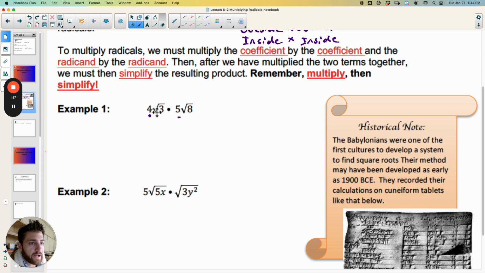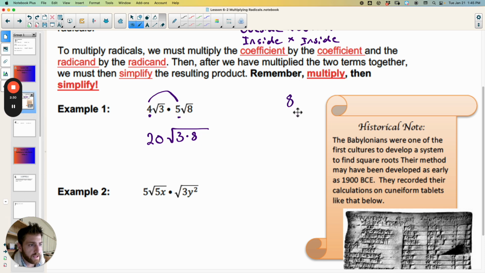So here I have 4 times 5, so I'm going to multiply the outside numbers. So 4 times 5 will be 20. And then I'm going to multiply the numbers on the inside, the radicands, or under the radical, which is going to be 3 times 8. Now notice I did not multiply those out because I'm going to have to simplify anyways. So if they're already written as a product of two numbers, then sometimes it's easier just to leave them like that, because I know I'm going to have to break down 8.